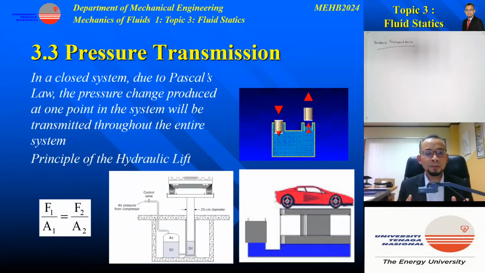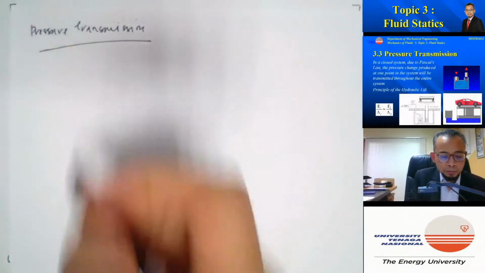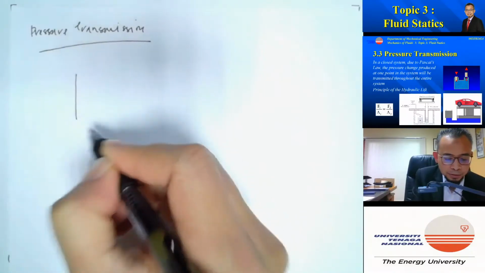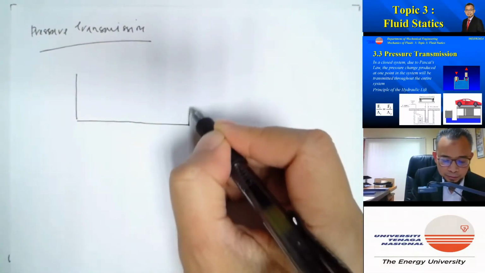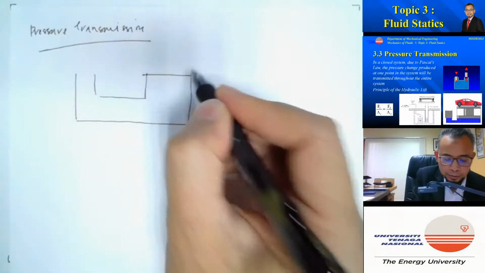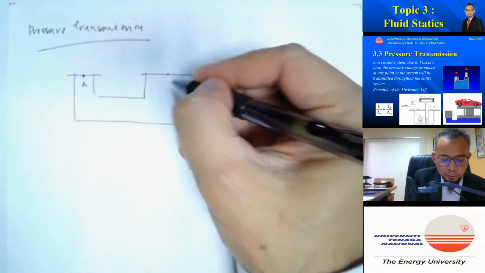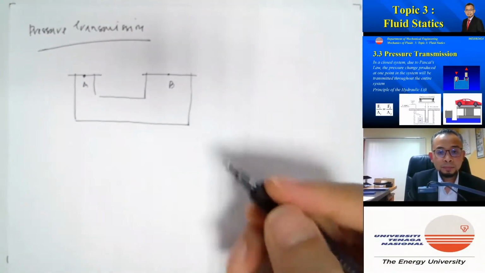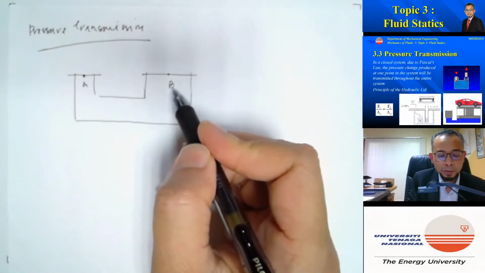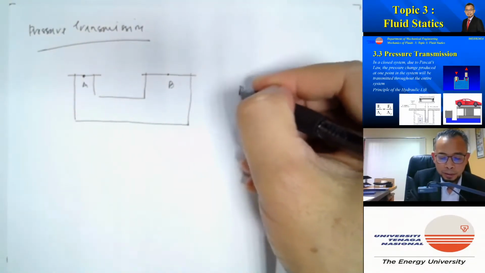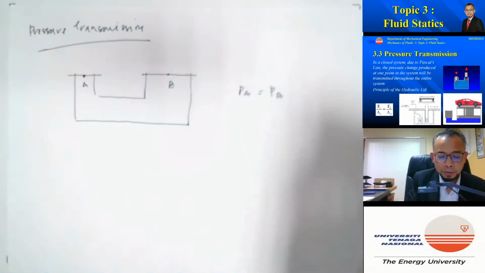Due to Pascal's law, in a closed system, the pressure change produced at any one point in the system will be transmitted throughout the entire system. And this is the principle of the hydraulic lift. So if we have a closed system that looks like this, let's say we consider two points, point A here and point B here. Because the pressure at A is equal to the pressure at B, we can write PA is equal to PB.